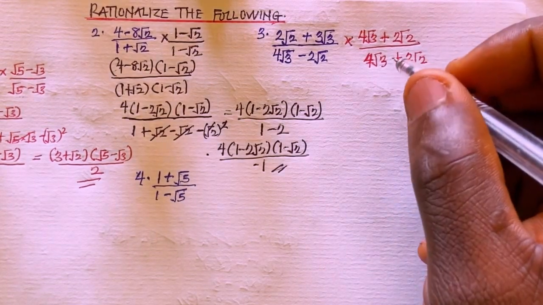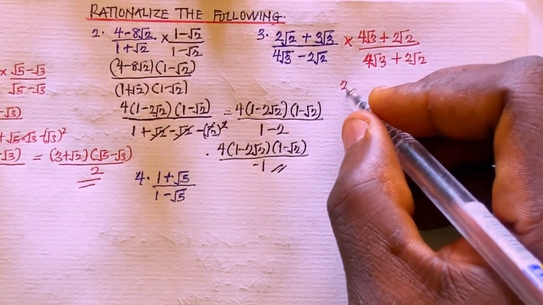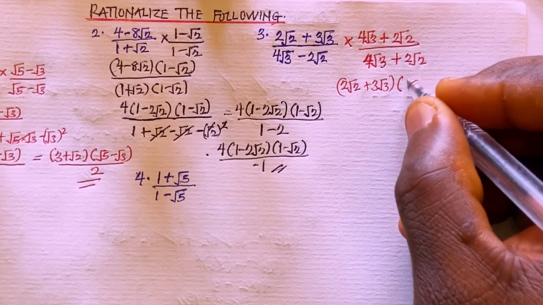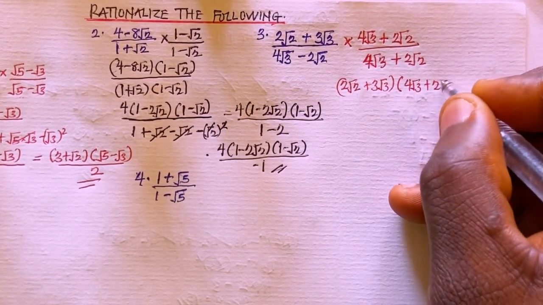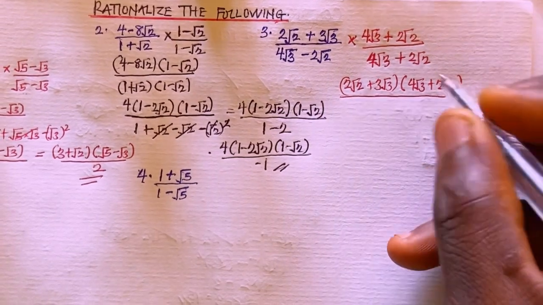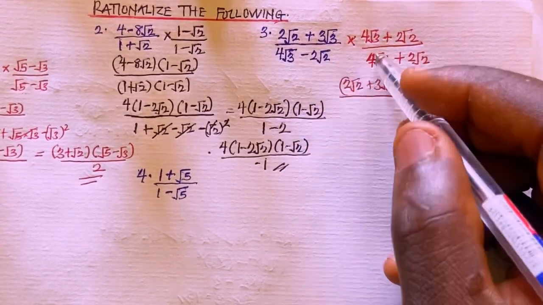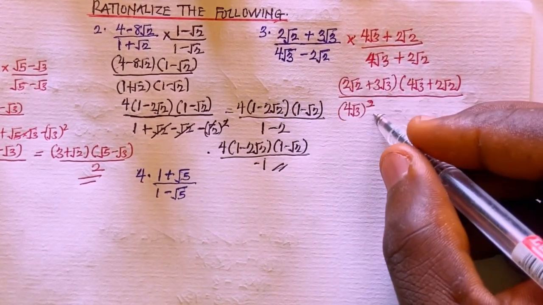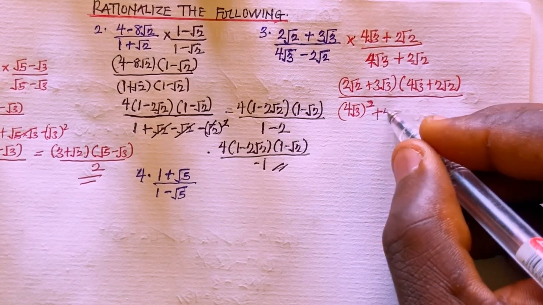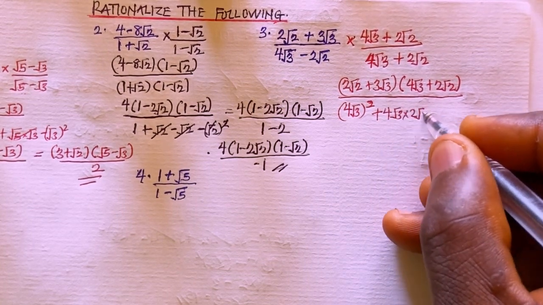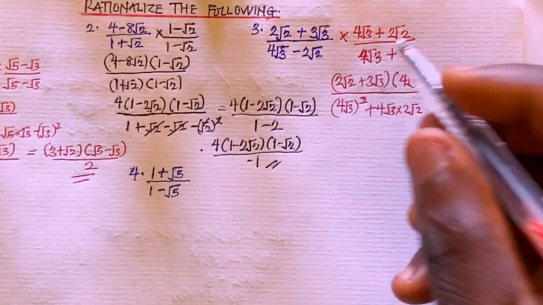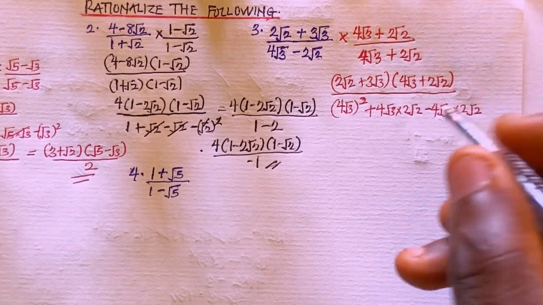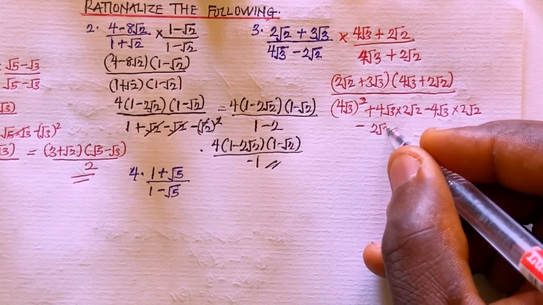Now if I simplify this, it's equal to 2 root 2 plus 3 root 3 into brackets 4 root 3 plus 2 root 2, all divided by, I will multiply them together. I'm going to have 4 root 3 all squared, then plus 4 root 3 multiplied by 2 root 2. Then followed by multiplying these, I'm going to have minus 4 root 3 multiplied by 2 root 2. Then minus again 2 root 2 all squared.